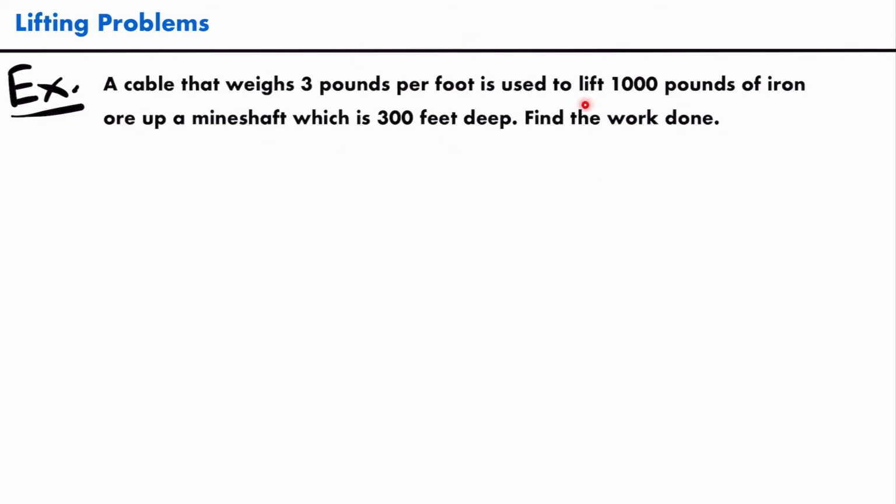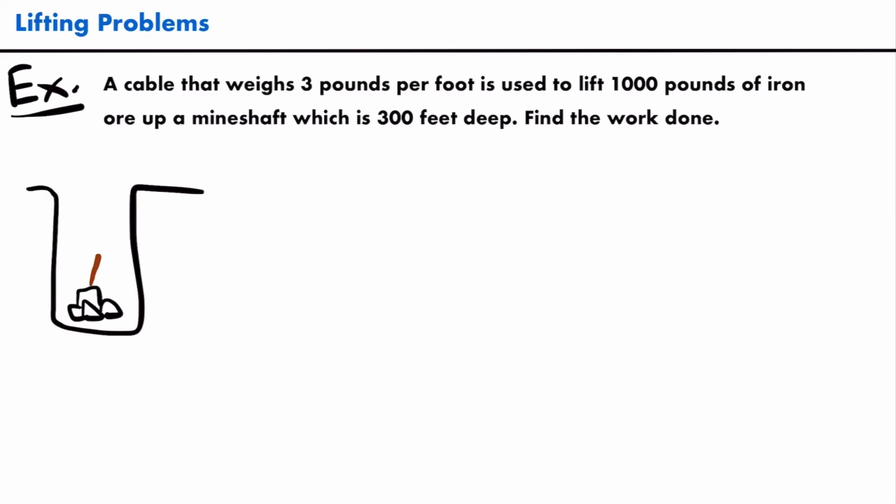All right, so here's our next example. We have a cable that weighs 3 pounds per foot is used to lift 1,000 pounds of iron ore up a mine shaft which is 3,000 feet deep. Find the work done. All right, so I'm going to start by drawing a picture of our scenario here. Let's imagine that this is our mine shaft, and at the bottom we have our iron ore. This is a very bad drawing, but there's the iron ore.